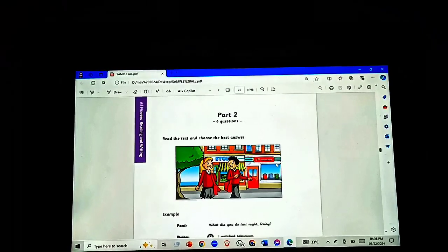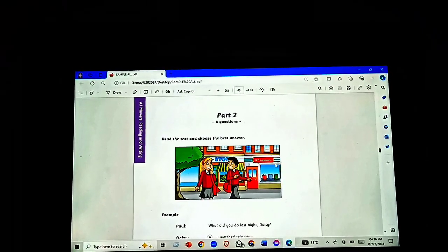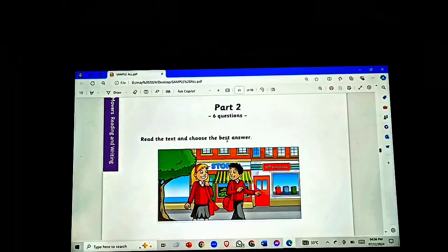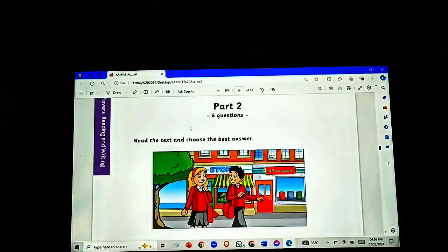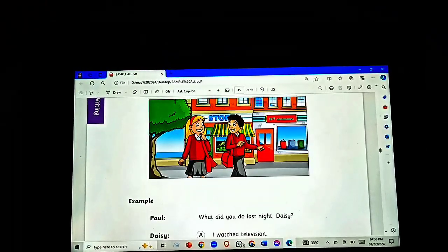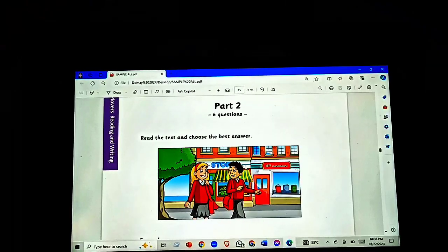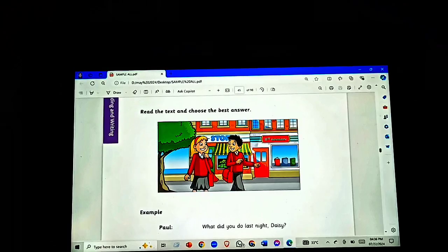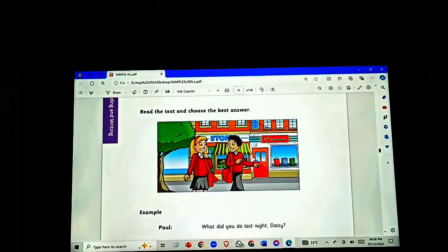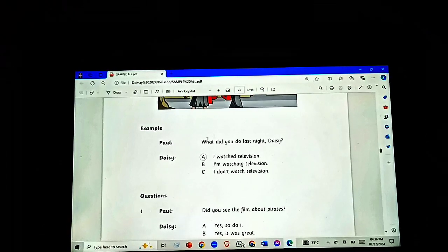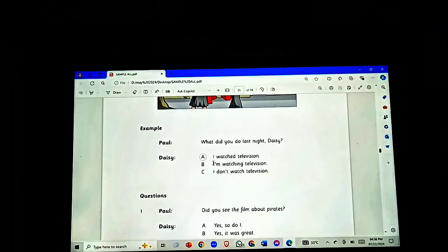Now we are going to part 2. This part will have 6 questions. Let us read the question, read the text and choose the best answer. We are seeing one boy and one girl, and in this picture they are having a conversation about something. So there will be a conversation and you have to choose the correct response. I am repeating again, you have to choose the correct response or reply.